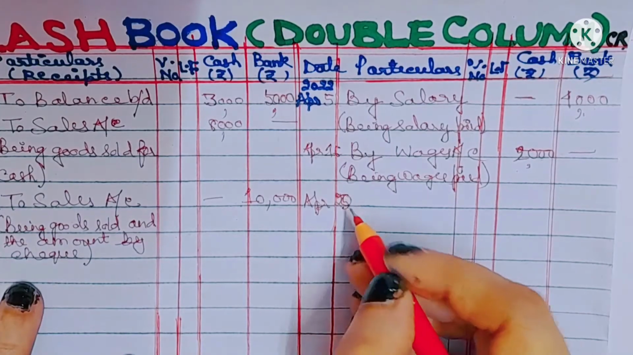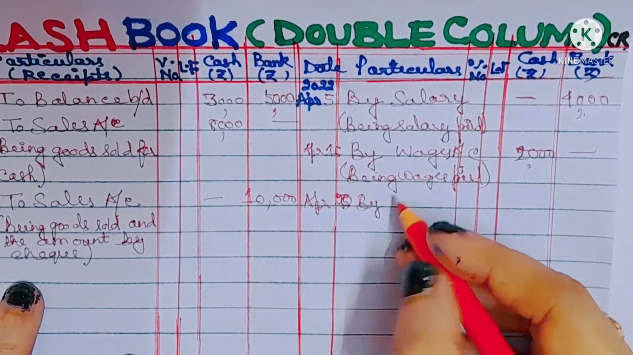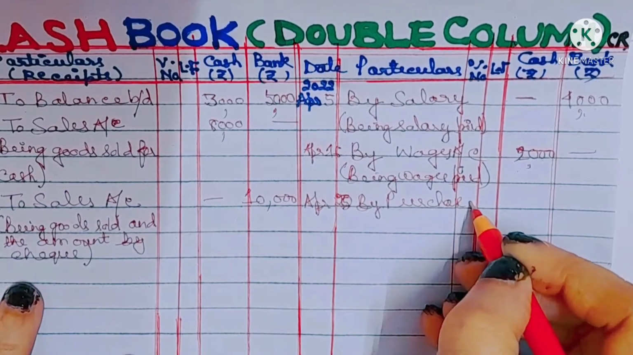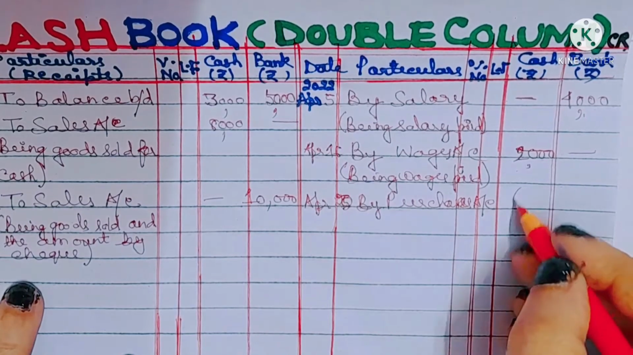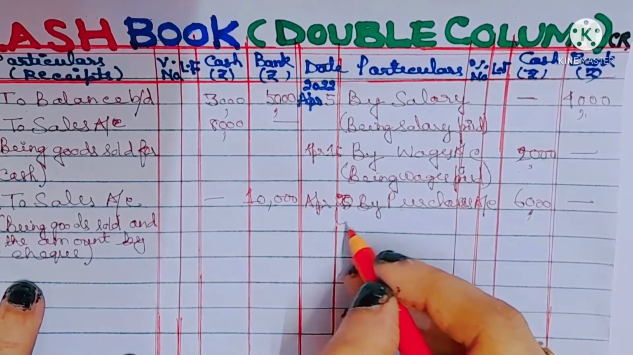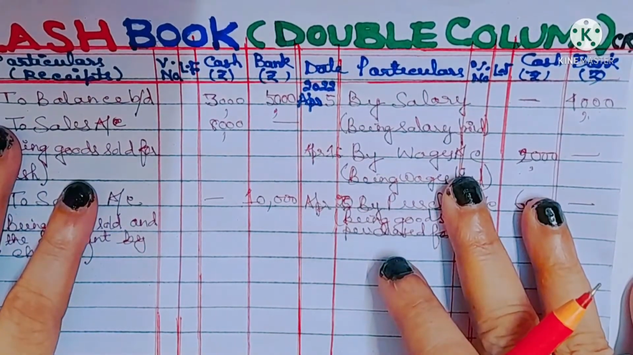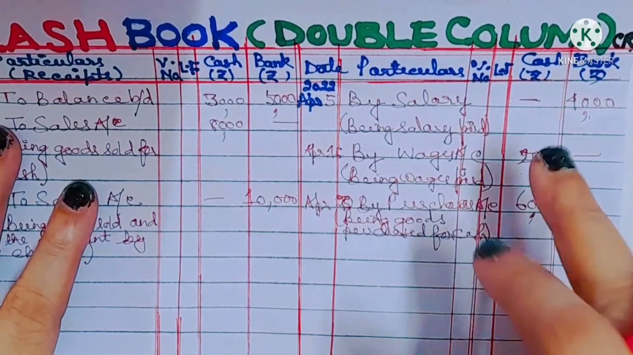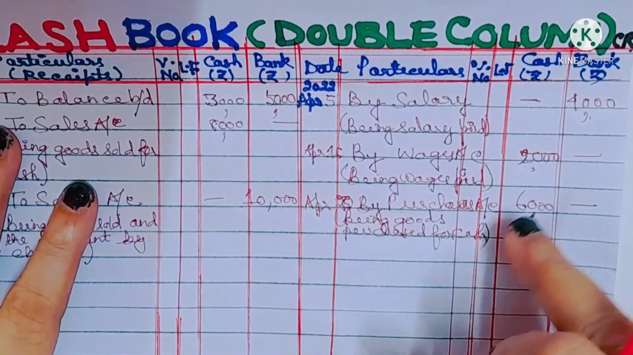On 20th April, by purchases account, how much? 6000. Purchase goods for cash. So it will be in the cash column. Being goods purchased for cash. And moreover, cash column represents cash account. So here, cash account comes under real account. According to real account, what goes out is credit.